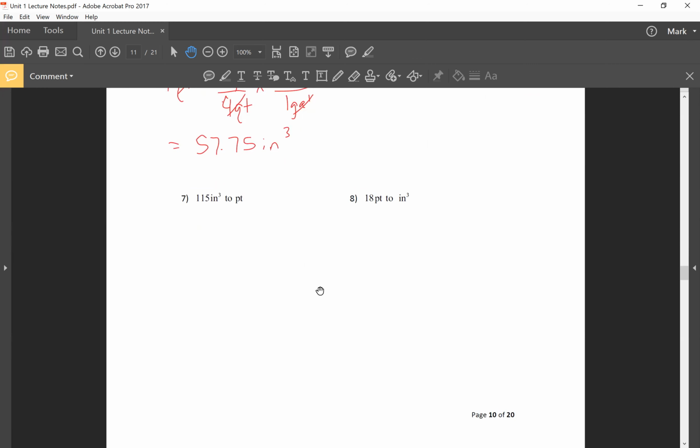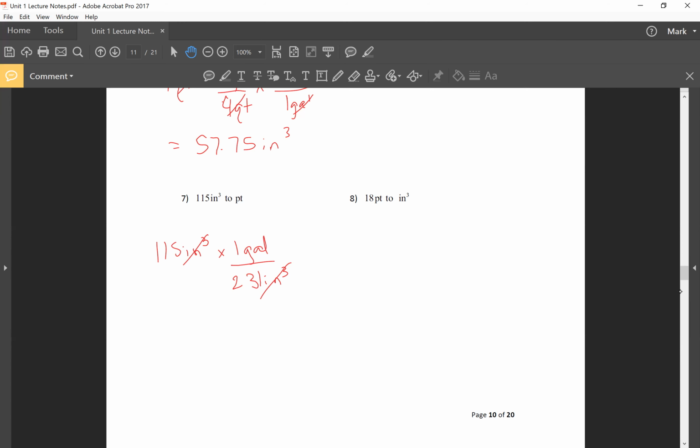And I have one more thing to show you. So 115 inches cubed. First, I'm going to change that to gallons. So 1 gallon is approximately 231 inches cubed. So they cancel. And I'm not looking for gallons. I'm looking for pints. Whoa, this one's a lot of work.